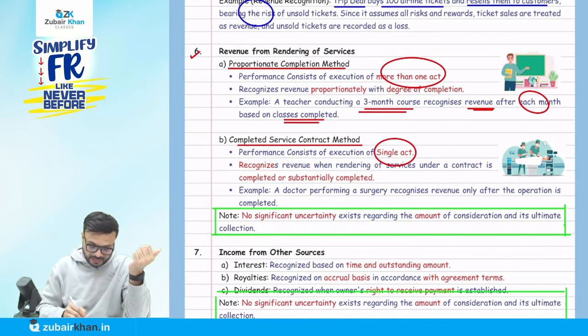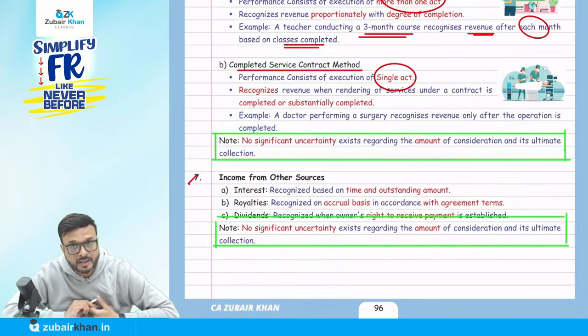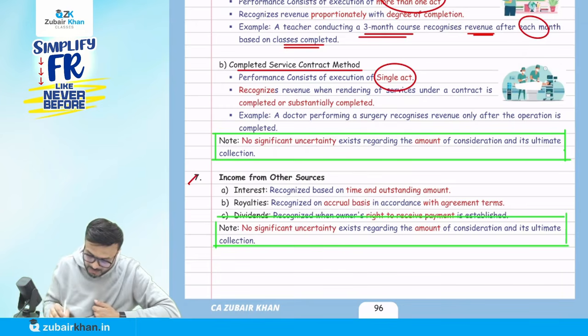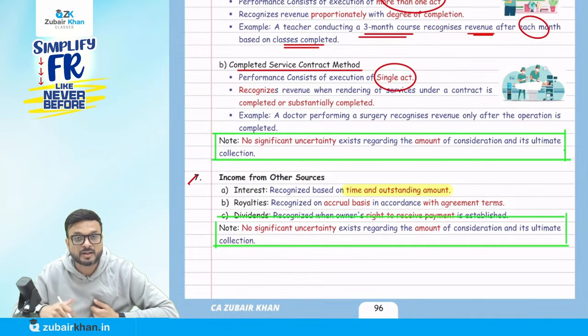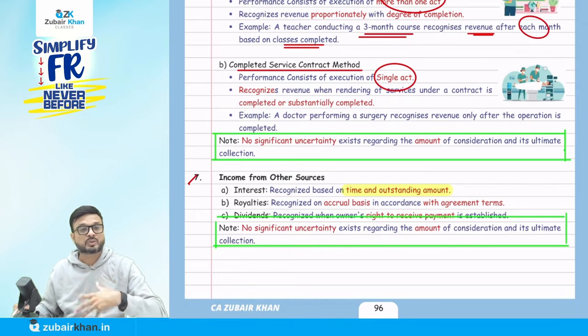Now we are coming to the third category, which AS 9 also talks about: how to recognize the revenue for interest, royalty and dividend. Listen carefully. For interest, we are talking from the income point of view, they say recognize based on time and outstanding amount. That is nothing but the accrual basis, but they didn't use the word accrual in case of interest. They said time and outstanding amount. Whatever the outstanding amount you have, if you have given a loan to someone, you receive the interest on that. So in essence it is accrual, but they didn't use the word accrual, so don't use the word accrual in the examination when the points come to interest.